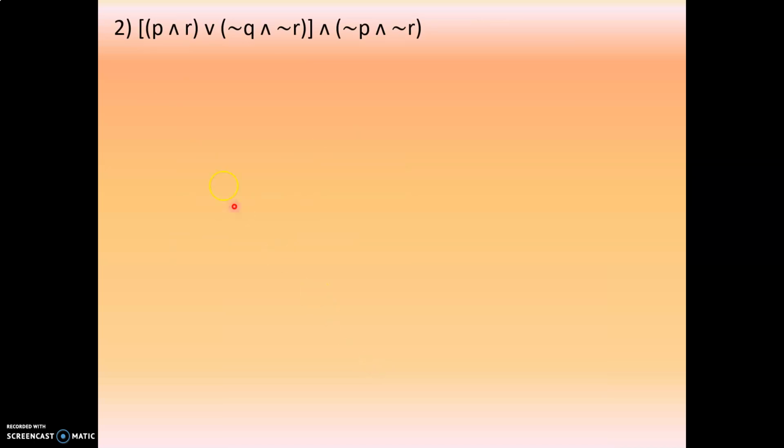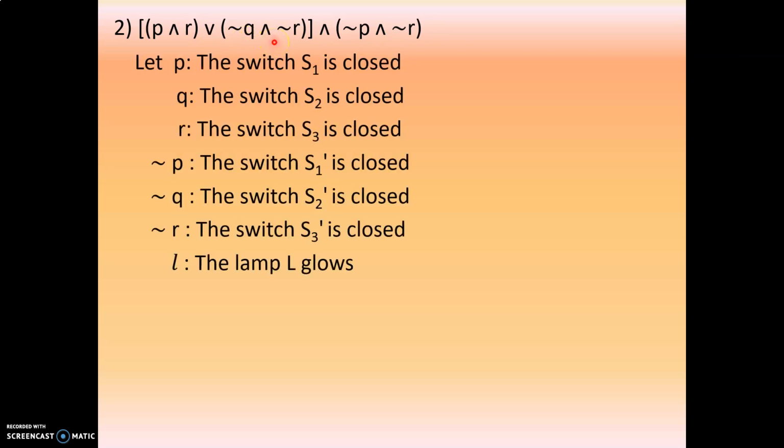Next question is (P and R) or (negation Q and negation R), and (negation P and negation R). Here P, Q, negation Q, negation R, R. This much switches are there, so you have to explain whatever switches are given like that. Then here inside the square bracket there are two sets of statement patterns, and one statement pattern is outside, that is AND. So here the first sets you will discuss first, and you will draw that from the beginning. From the left hand side you will start.